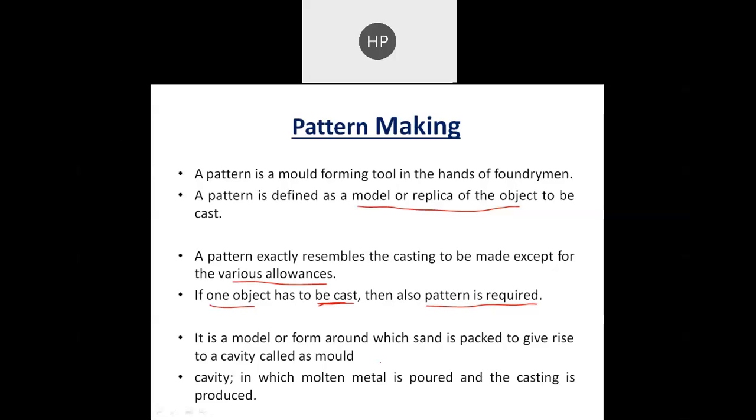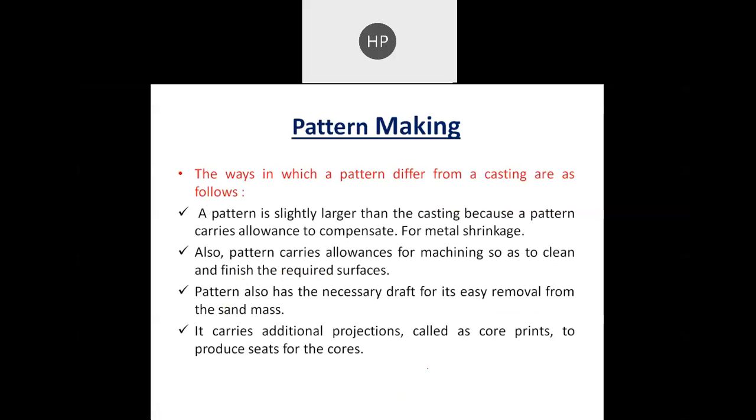All around the pattern we pack the sand so that a hollow cavity is created, and then in that cavity molten metal is poured and the casting is produced. Now there are certain ways in which the casting differs from the pattern. So what is the difference between the pattern and the casting? Generally the pattern is slightly larger than the casting because it has to compensate for several allowances.